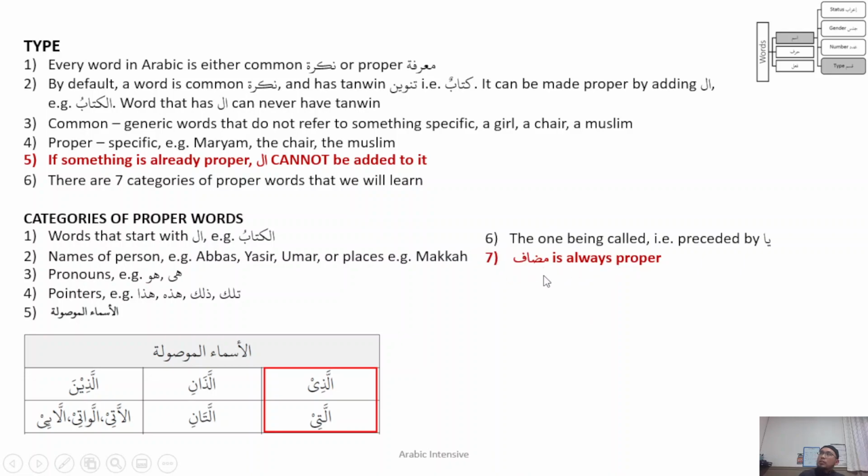But for now, what's important to remember, because this one is not that intuitive, both of them are really proper. You don't see alif lam there, but it's actually proper. The type of the word is actually proper.